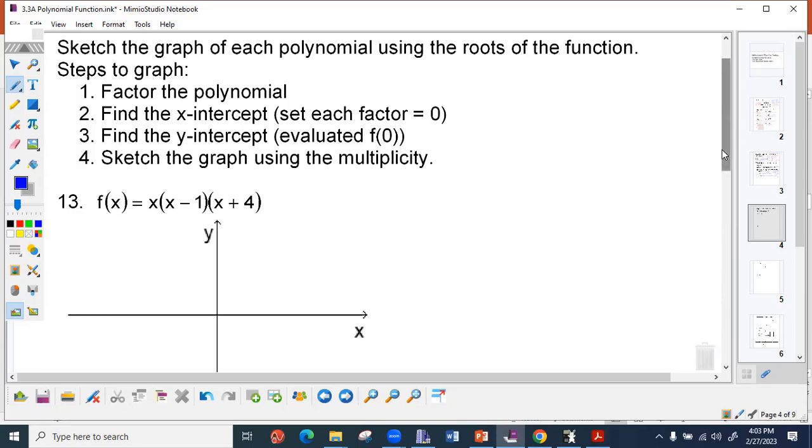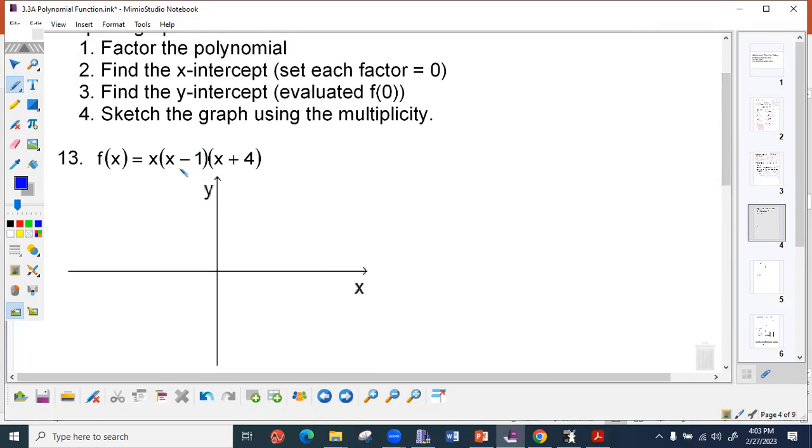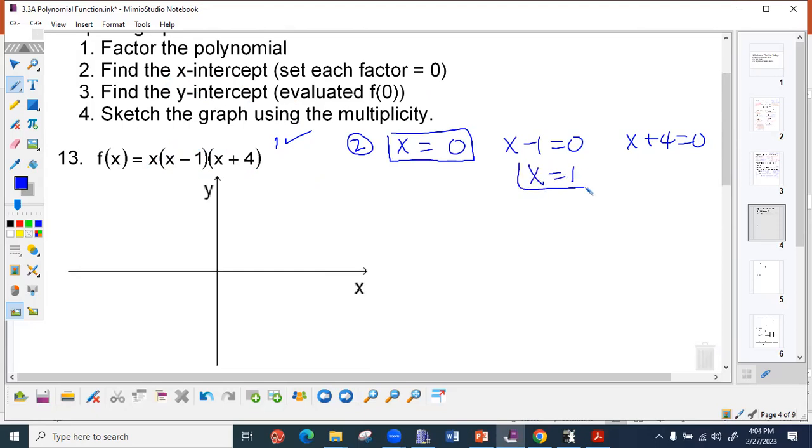So here, when we look at this graph, is it fully factored? Yes, I don't need to do anything else. Factoring is done. So step 1, done. Step 2 is to find the x-intercepts. I'm going to take each factor and set it equal to 0. So we know that one of our x's is at 0. Where are our other ones? 1 and -4. So we know we're at 0, 1, and -4. If you want to go ahead and graph those, you can, or you can just wait.